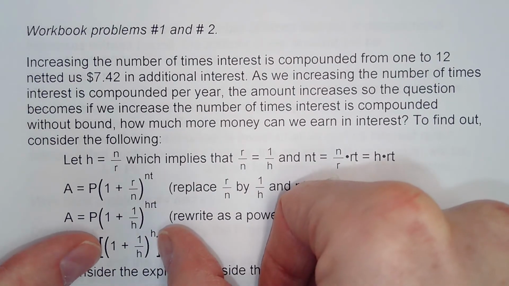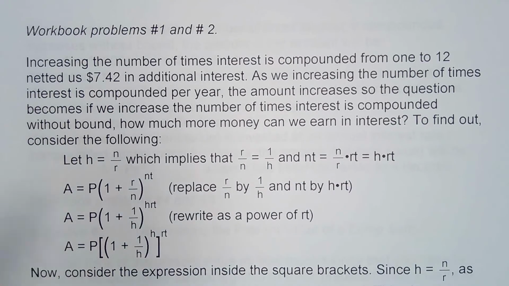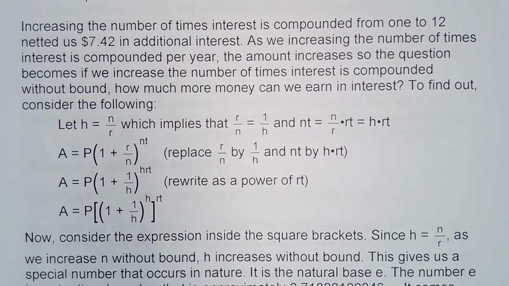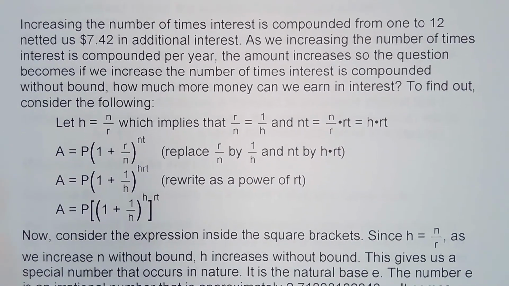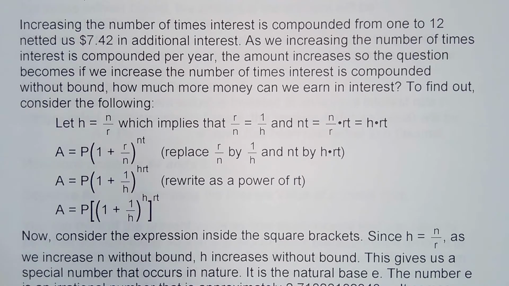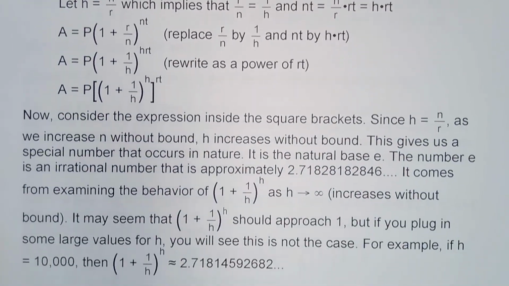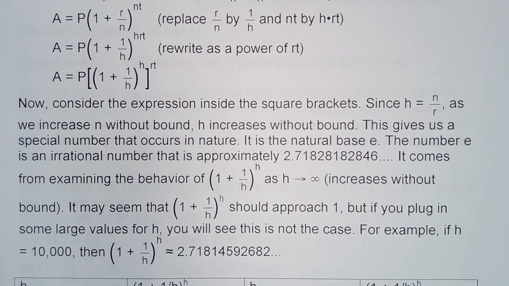And we want to specifically focus on this expression inside here. As we increase n without bound, making it larger and larger, h is going to increase without bound. And this gives us a special number that occurs in nature. It's the natural base e. The number e is an irrational number, kind of like pi, 2.718 and so on. It comes from examining this behavior as h increases without bound, as it goes to infinity. So as I make h larger and larger, this value gets closer and closer to this value of e.